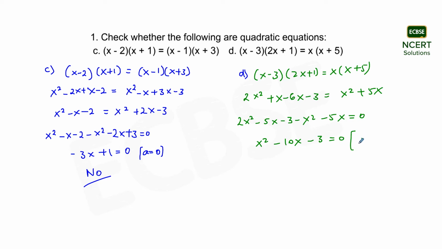Clearly the coefficient value a is equal to 1 in this case. That is, we have a term related to x², the term x² is in this equation. So clearly this equation is a quadratic equation because the coefficient value of a is equal to 1, not 0.